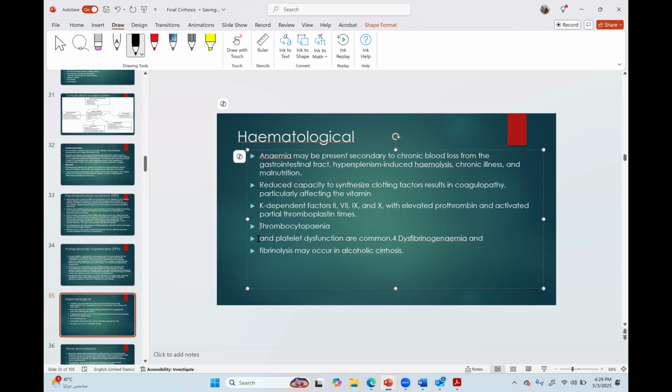There will also be thrombocytopenia. Am I right? So what will happen? More than just the qualitative, both qualitative and quantitative dysfunction will be occurring.